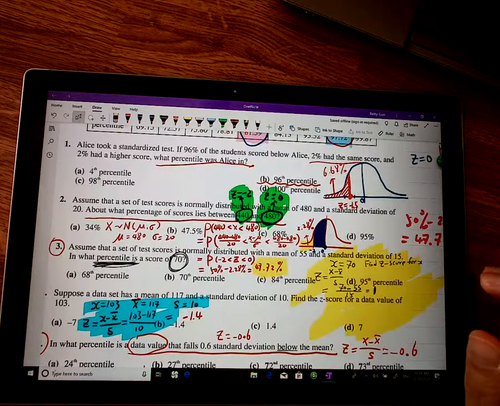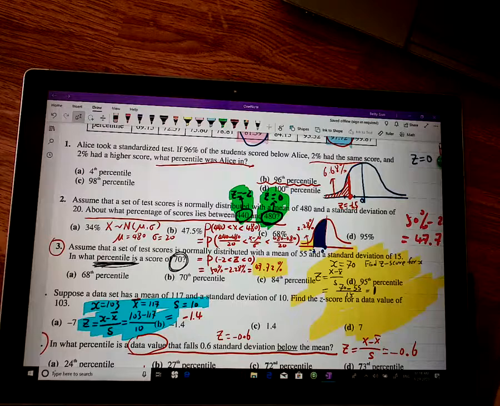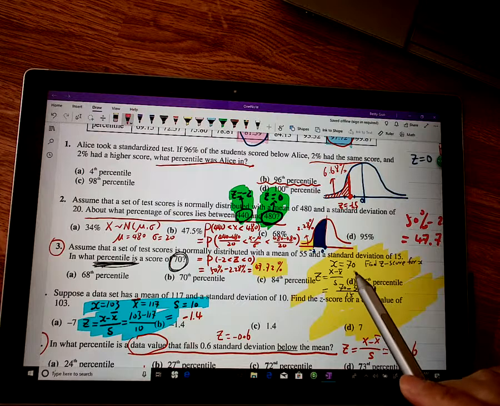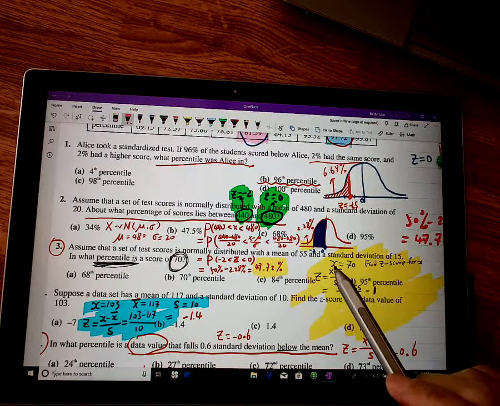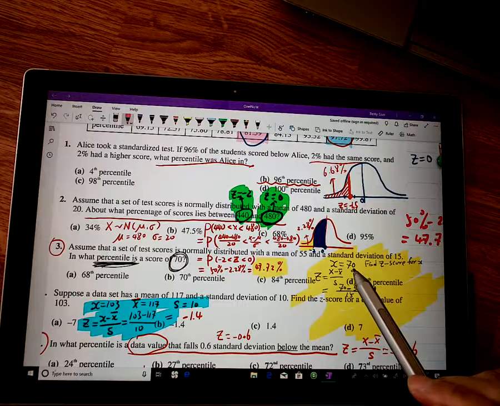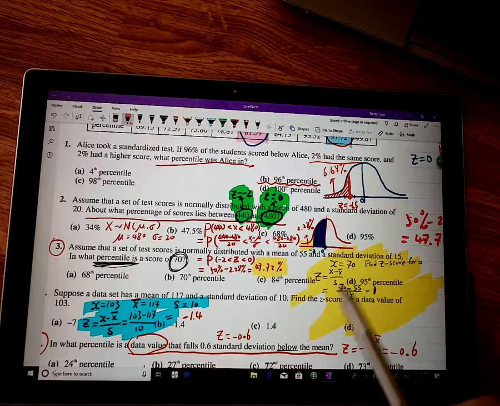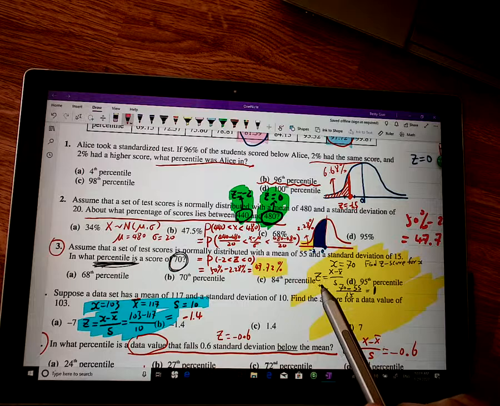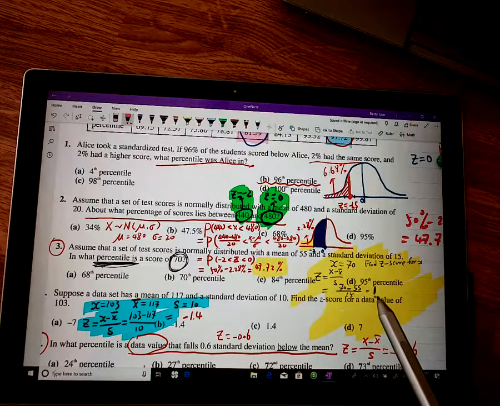Number 3, assume a set of test scores is normally distributed with a mean 55 and a standard deviation 15. In what percentile is a score of 70? That's even easier. If you know number 2, you can easily do number 3. So now the score you concern is 70. So X score is 70. We go ahead to standardize it. We find the z-score of 70 to be 1.